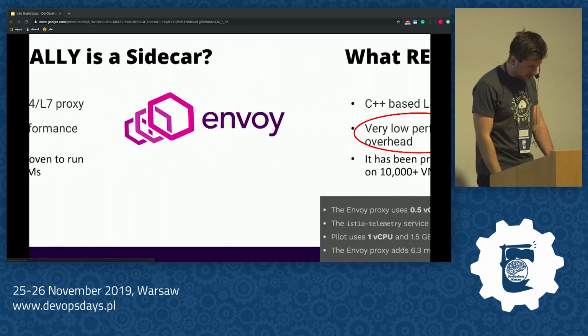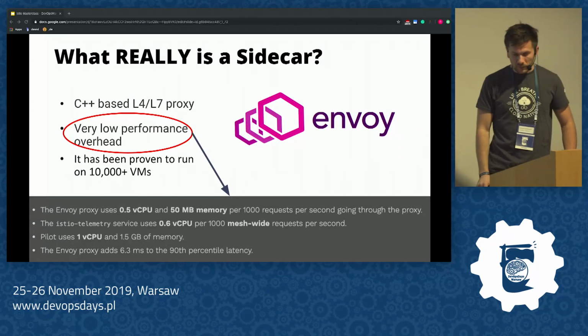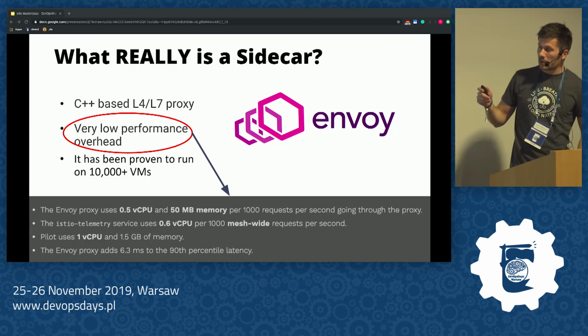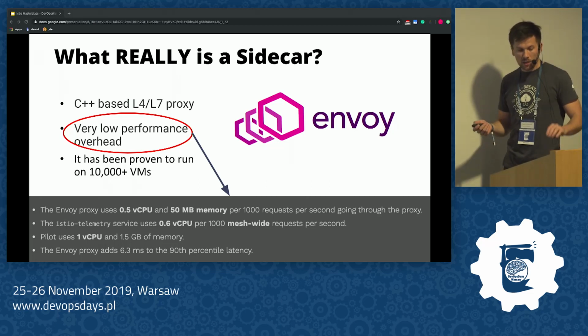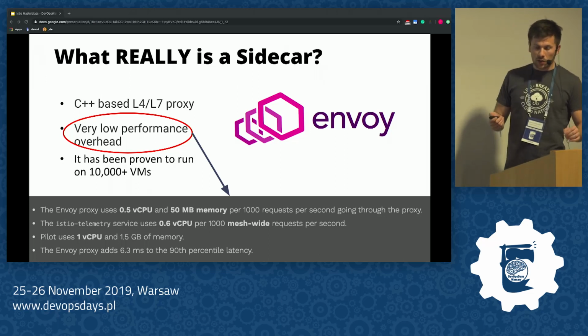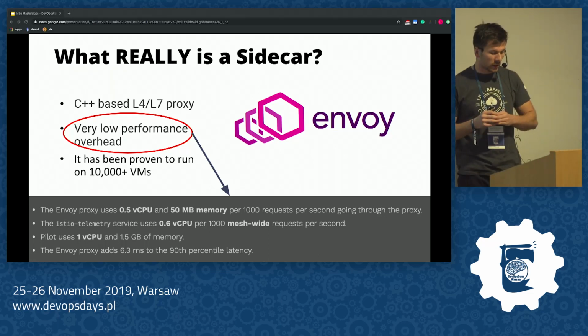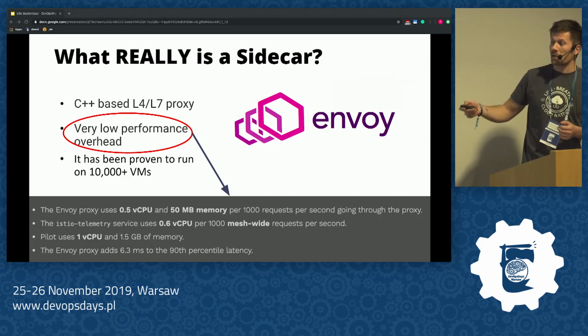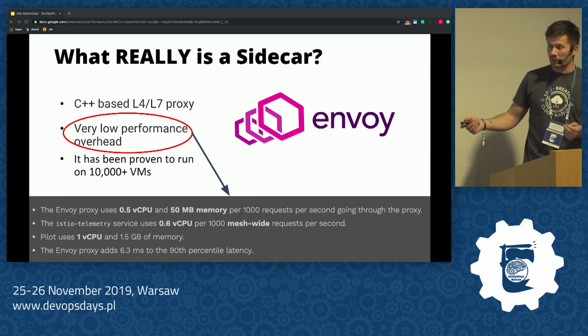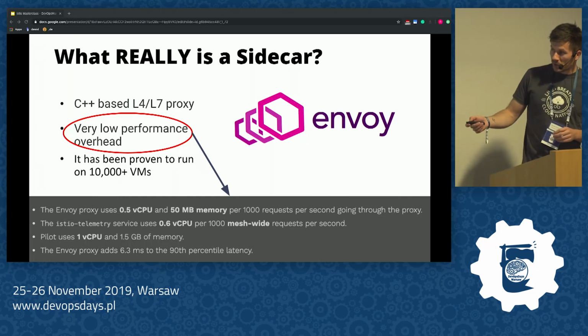And what very low means is that roughly for every 1,000 requests per second per microservice, you need 0.5 vCPU and 50 megabytes of memory for that sidecar. So it's not a lot. If you had 100 microservices, then you would need 100 Envoys, so an extra 5 gigs of memory. But if you have 10, 20, 30, then it's not actually that much. That's for the proxy itself.